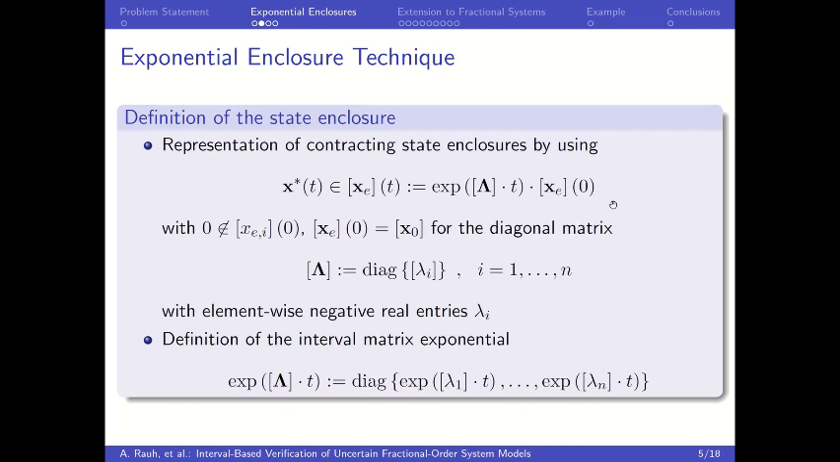There we have uncertainty, as already mentioned, in the initial conditions here on the right-hand side, and the state enclosures are defined by these exponential functions, where the parameter matrix lambda is a diagonal matrix with interval entries on its diagonal. This allows us to evaluate the corresponding matrix exponential quite easily in symbolic form.